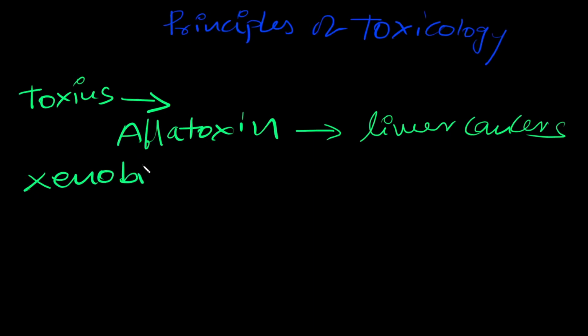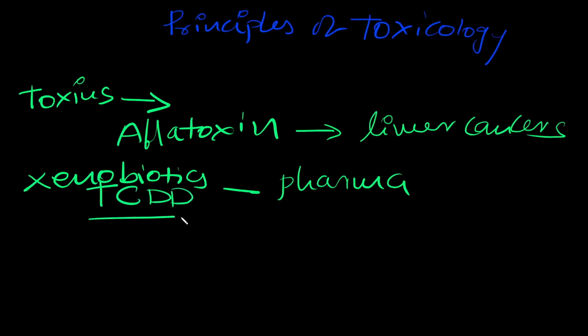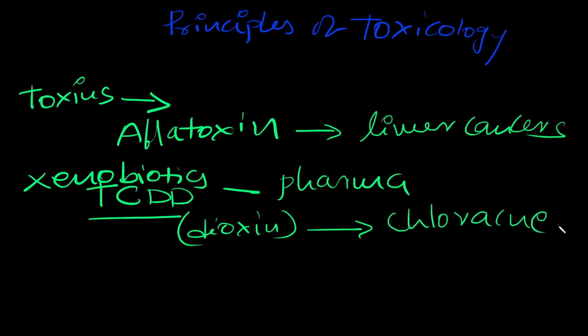Xenobiotics are synthetic chemicals. For example, pharmaceutical chemicals or TCDD, which is commonly known as dioxin. It is produced during production or combustion of chlorinated organic chemicals. And this dioxin or TCDD is well known for causing chloracne.